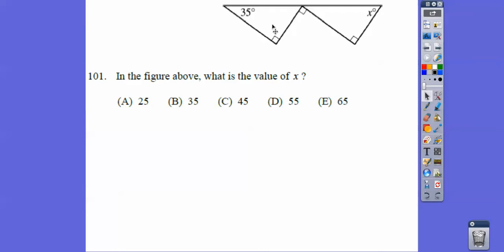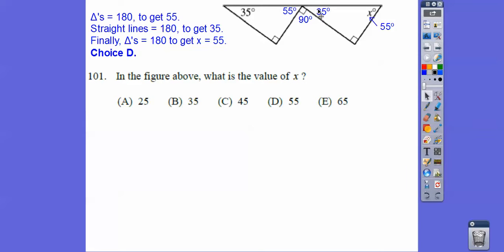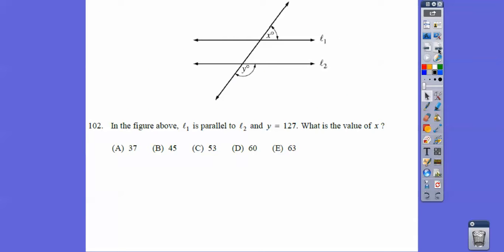All right, so in the figure above, what's the value of X? I did my triangle over here, added them up to be 180. I think that's 55, then 55 and 90, and how much more to get this straight line on top? That's another 180, okay, that's 35, and then another triangle over here, we get 55. All right, almost done, we're getting there.